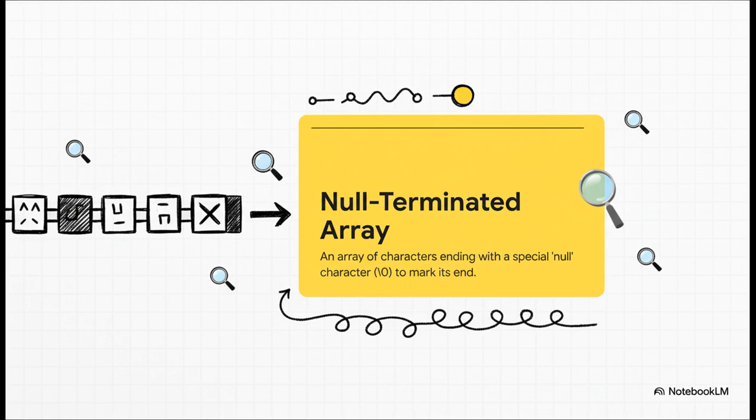And this right here is the absolute key. A C string isn't some fancy built-in object. Nope. It's just an array of characters sitting in memory. And the only way anything knows where that string ends is by finding this one special character, the null terminator, \0. Every single thing we're about to build today depends entirely on this one simple rule.